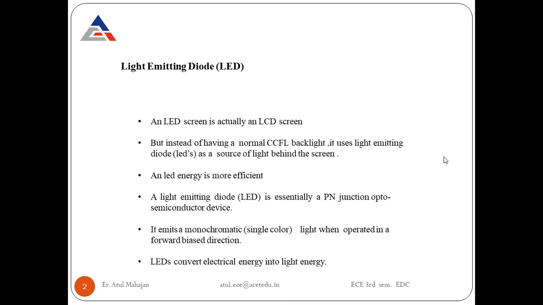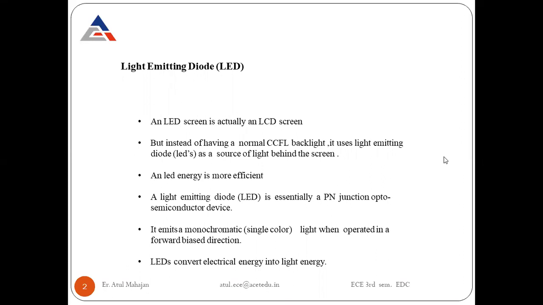Whenever there is agitation of the charged particles and production of current, production of heat is a byproduct of the production of current, because whenever there is a current, there is agitation of particles, and there is a byproduct of heat over there. So that heat is liberated by light emitting diodes.